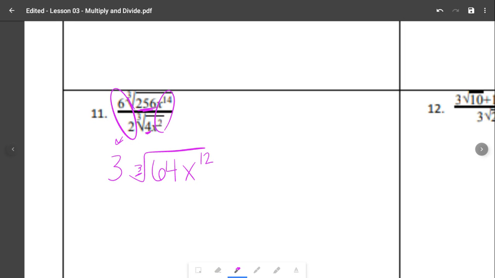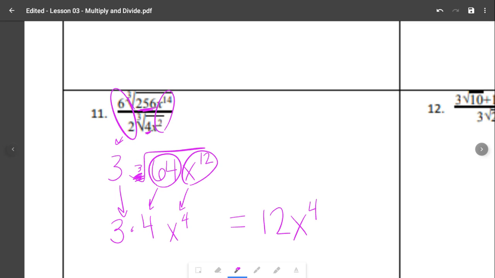Now, simplifying, remember, we're dealing with cubed roots this time. 64 is a perfect cube. It comes out as 4. And x to the 12th is a perfect cube because 12 is a multiple of 3. So we divide it by 3 and we get x to the 4th. We're not going to lose the 3 that was on the outside there. 3 times 4, we get 12x to the 4th as our final answer. And we see that everything in the cubed root had simplified, so there is nothing left inside that cubed root for us.